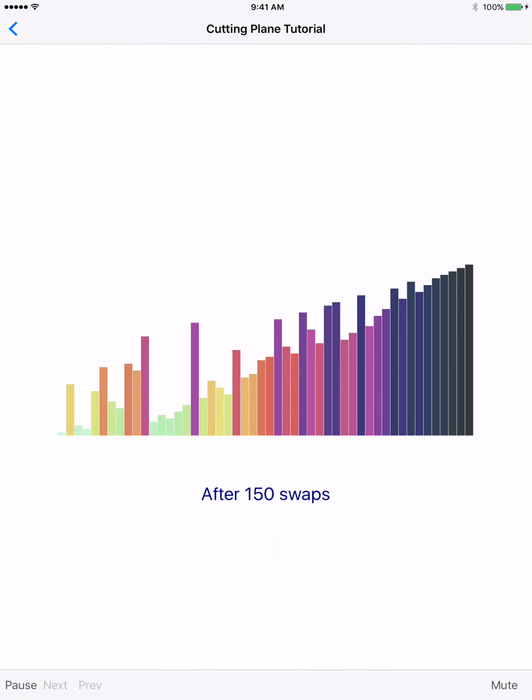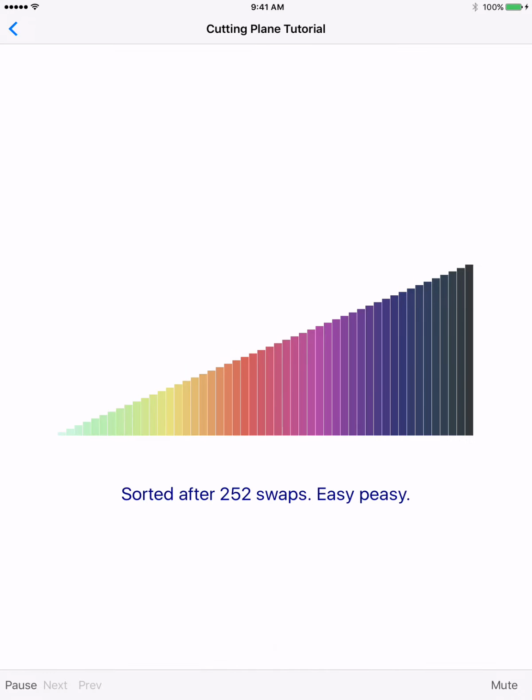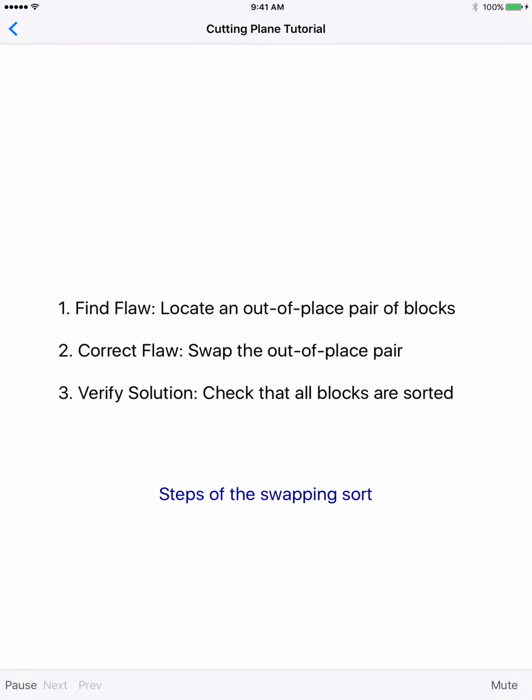After 150 swaps we are clearly making progress. Finally, after 252 swaps, we have the blocks completely sorted. The success of this swapping sort is driven by 3 simple properties. First, we have a well-defined notion of a flaw in a candidate solution, that is, a pair of blocks that are out of place. Second, we have a way to correct a flaw, by swapping the positions of the blocks. Third, we can readily verify that a candidate solution is a correct sorting of the blocks.